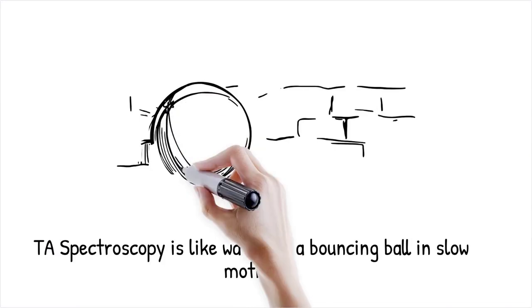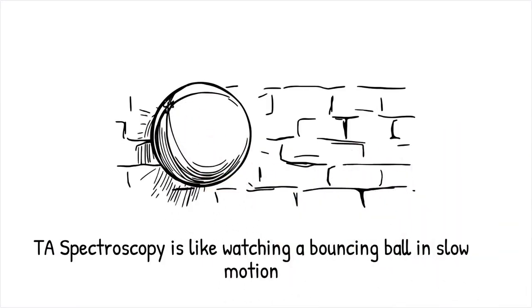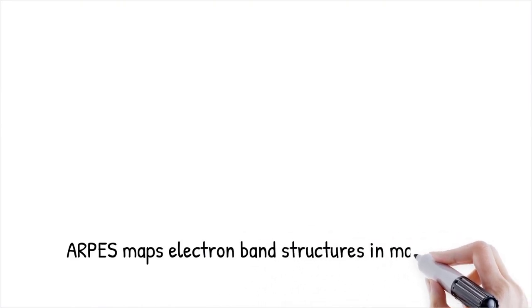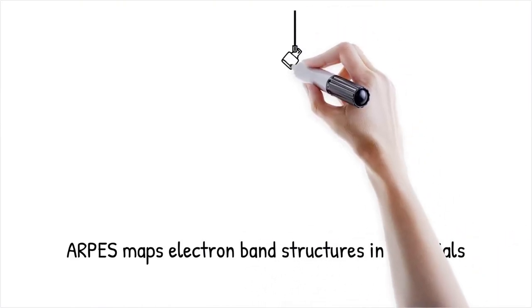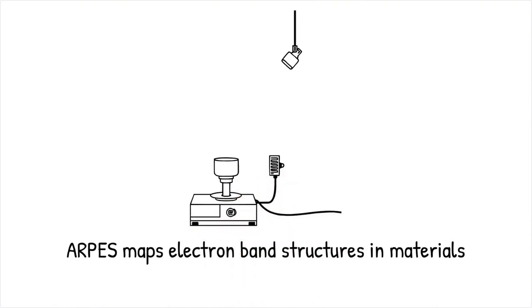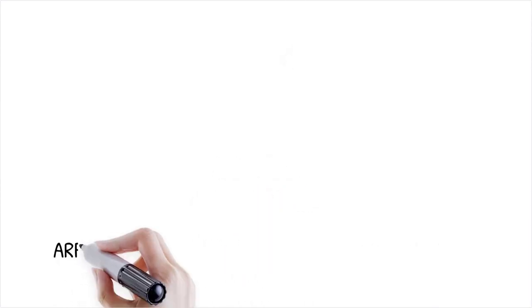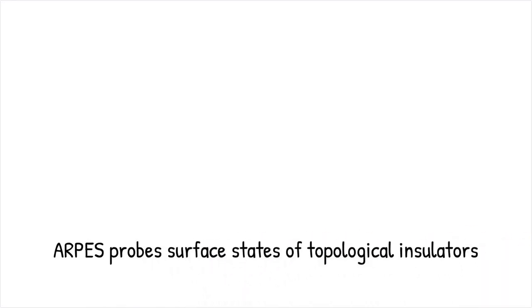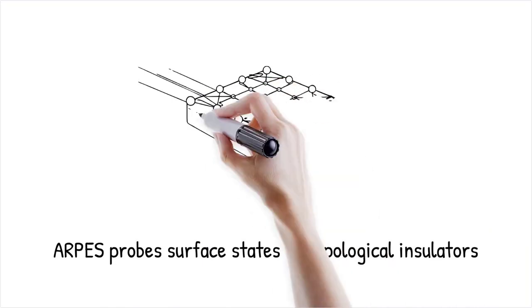Angle-resolved photoemission spectroscopy, ARPES, directly measures electron band structures in materials by ejecting electrons using high-energy photons and analyzing their momentum and energy. This technique is particularly useful for probing the topologically protected surface states of topological insulators, which have spin momentum locking and unique quantum properties.